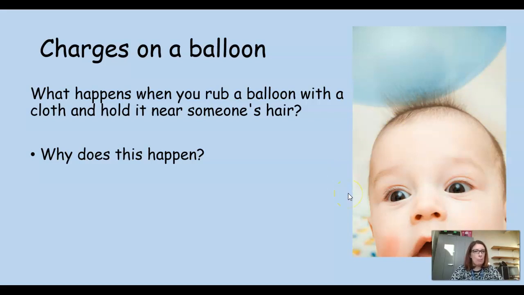That would mean your jumper would receive lots of negative electrons and become negative, and your balloon would lose negative electrons and become positive. Because the balloon is now positive, and this baby's hair has no charge, that would mean that they would be attracted to each other.